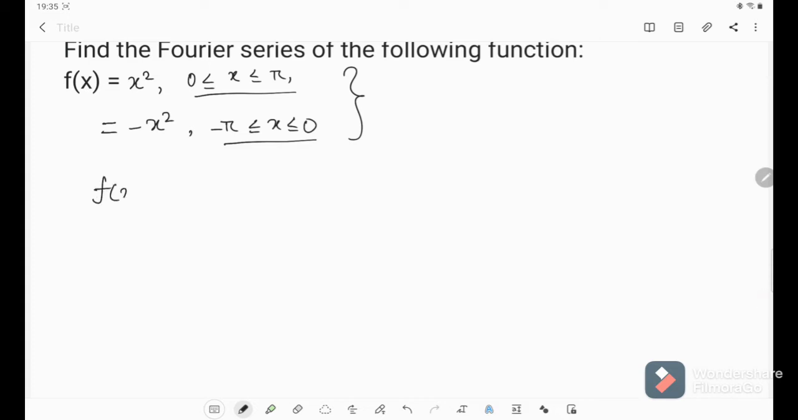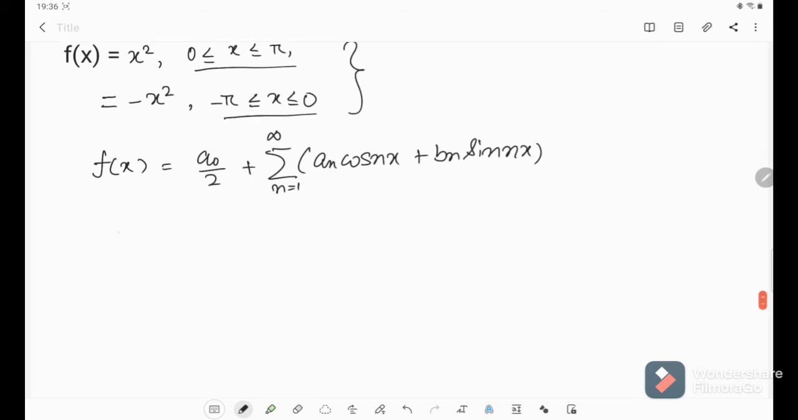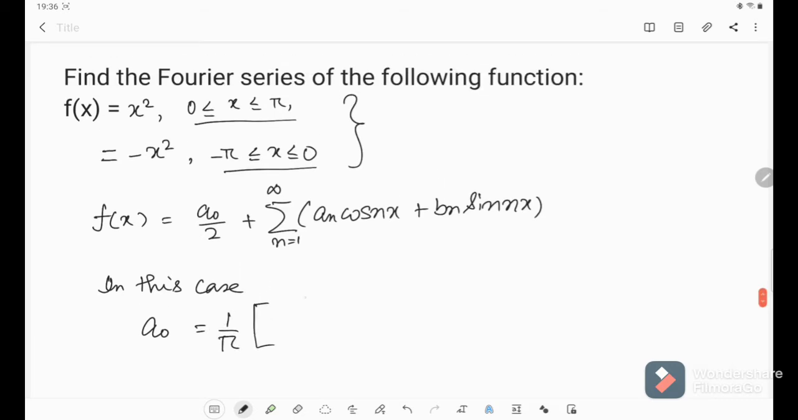As we know that f(x) we can write like this. Here in this case a0 would be 1 by pi. There will be two integrations. So first one would be minus x square dx, and the limit is minus pi to 0, plus x square dx, and the second one would be this one.